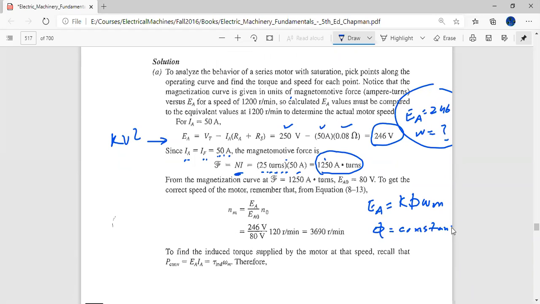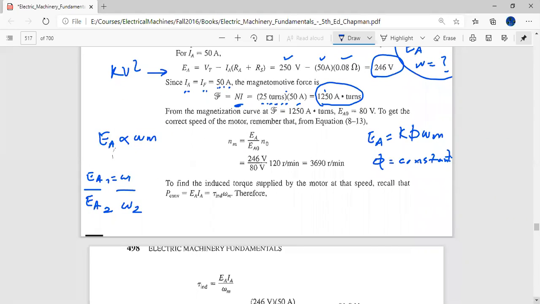We are not touching the phi. We keep the phi as constant. That means EA is proportional to omega m. So EA1 divided by EA2 is equal to omega 1 divided by omega 2. Okay, so now if we assume phi to be constant, what is the value of EA at 1200 RPM?